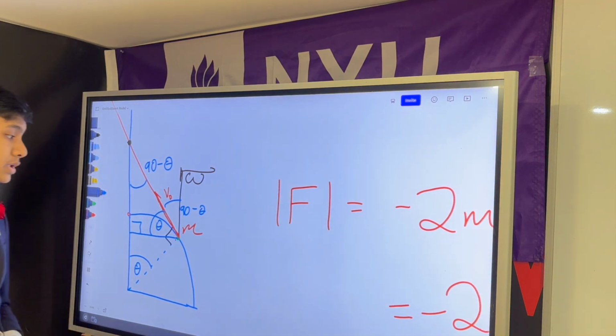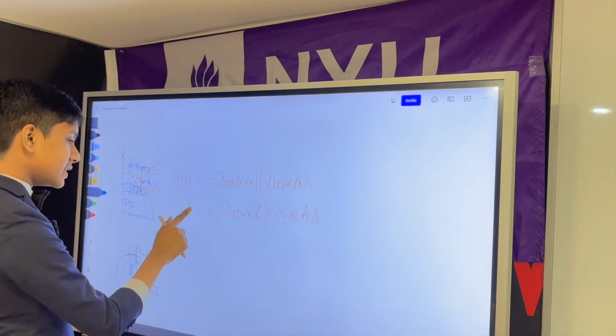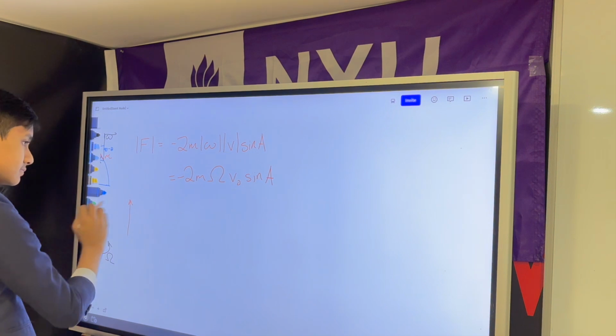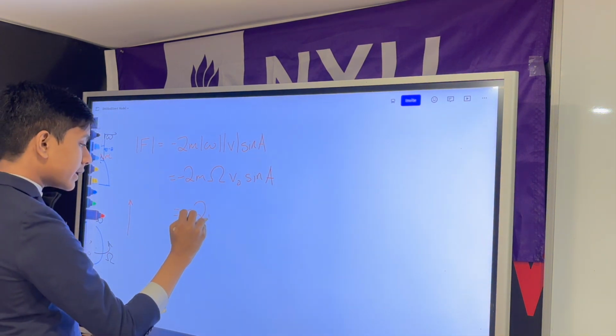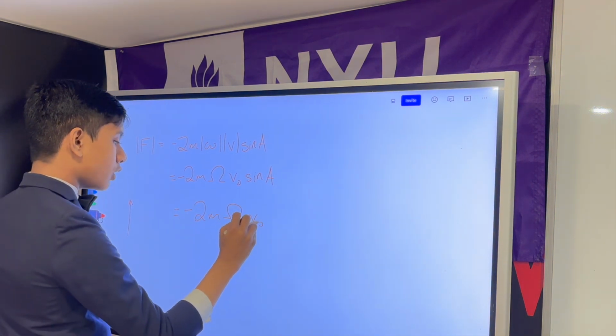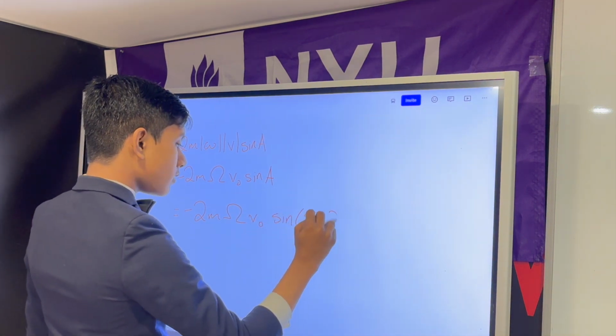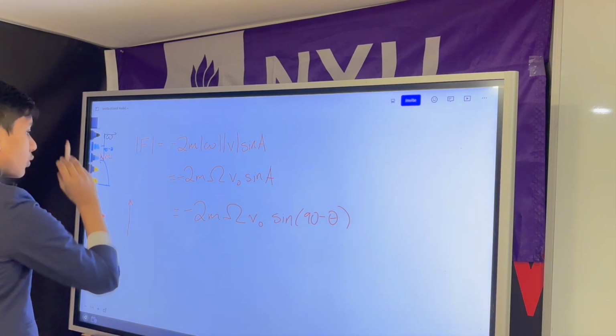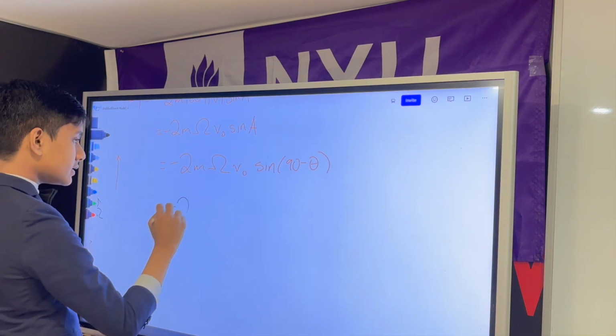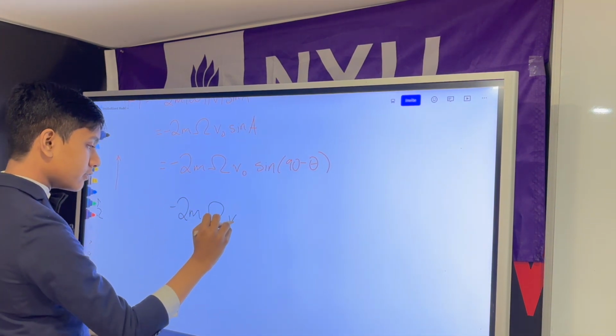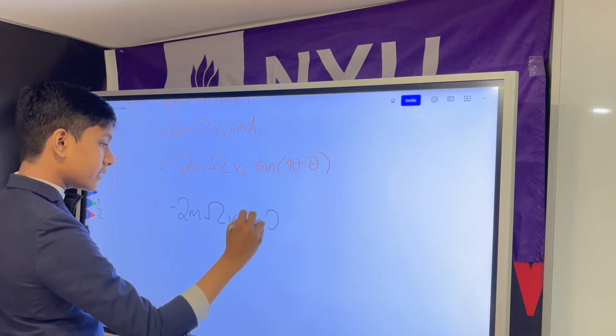Okay, simple enough. Which means that the magnitude is just minus 2m omega v naught sine of 90 minus theta, or rewritten more simply, minus 2m omega v naught cosine theta.